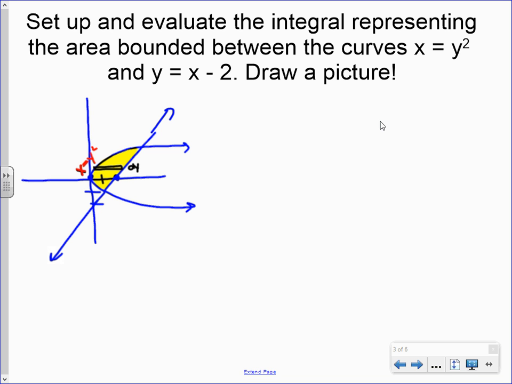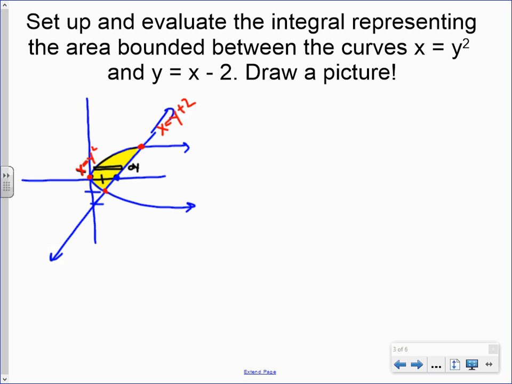Should we keep this as y equals x minus 2? No. Okay, Michael, you said no. What do we have to rewrite it as? x equals y plus 2. Yeah, x equals y plus 2. We have to solve for x so that our equation can be in terms of y. Okay?